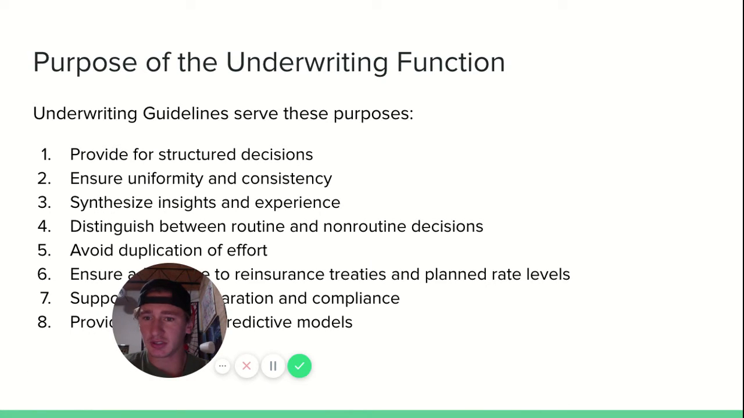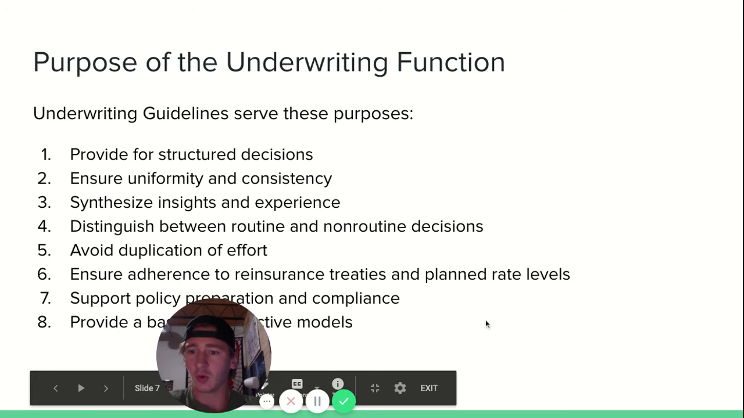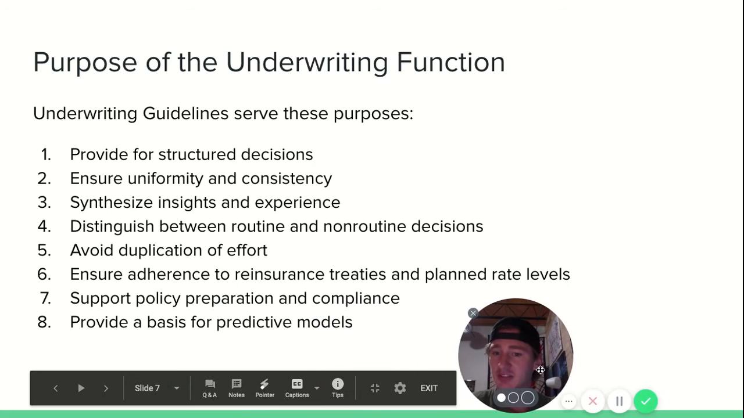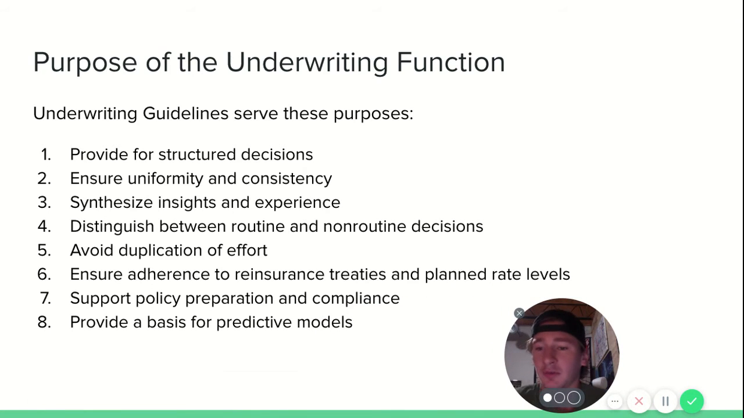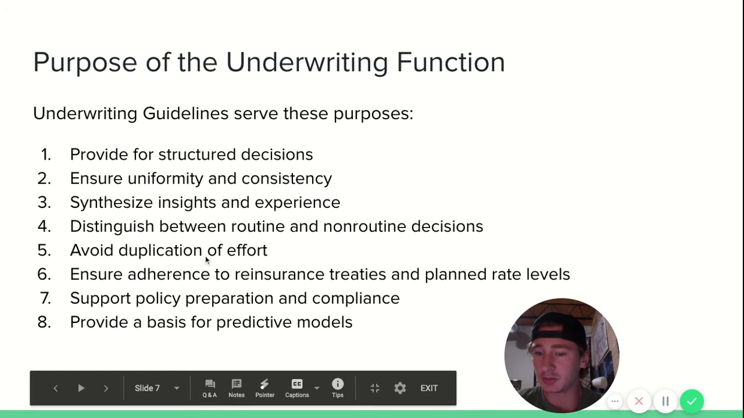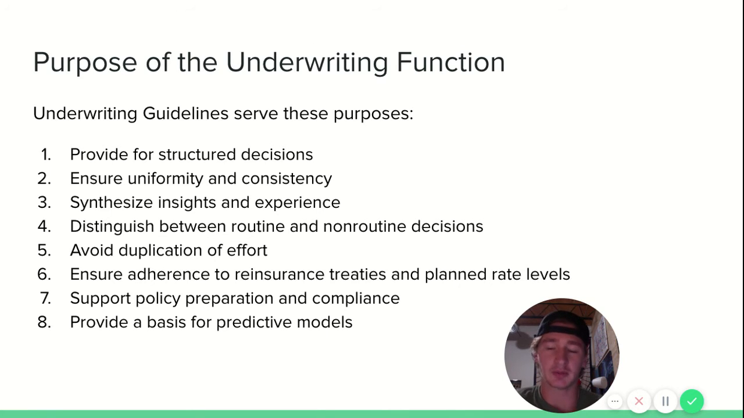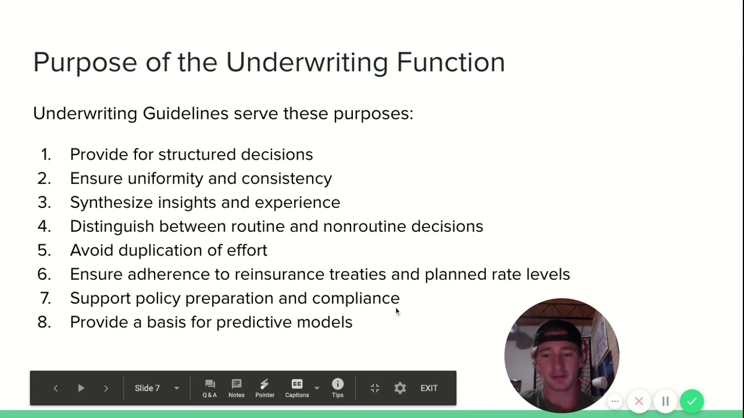So our book lists eight purposes that the underwriting guidelines serve. One, they provide for structured decisions. Two, they ensure uniformity and consistency throughout. Three, they synthesize insights and experience. Number four, they distinguish between routine and non-routine decisions. Five, they avoid duplication of effort. Six, they ensure adherence to reinsurance treaties and planned rate levels. Seven, they support policy preparation and compliance. And eight, they provide a basis for predictive models. And I'm going to go into each of these and explain them to you.